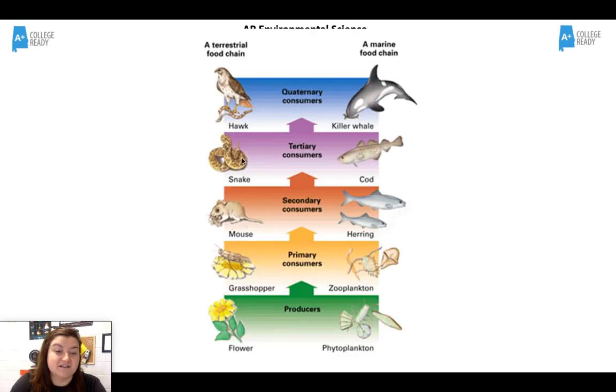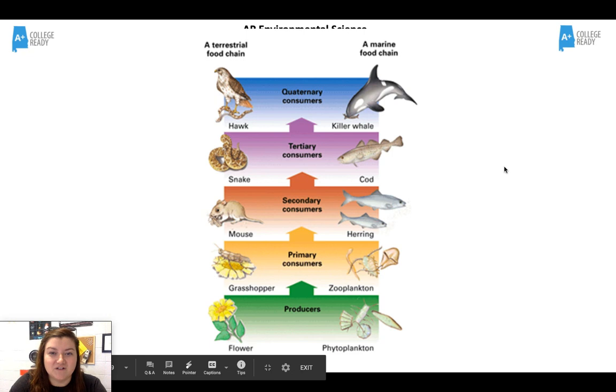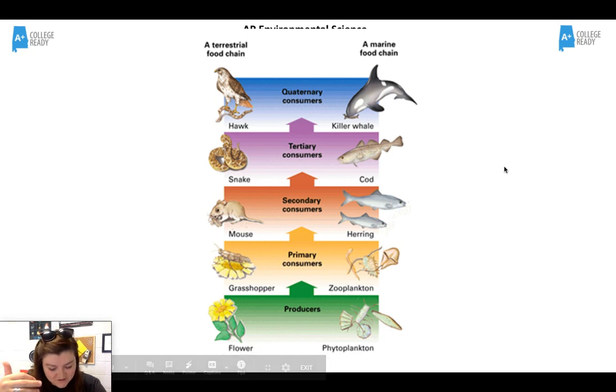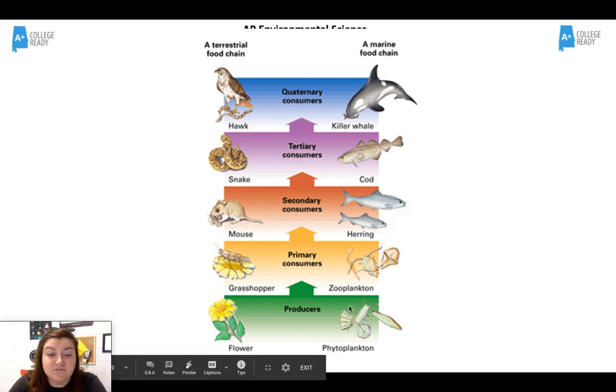So, they said hawk, snake, mouse, and grasshopper. Very similar, right? Those are the stereotypical things we think about when we think trophic levels or food chains, things along those lines. In this case, we've got a terrestrial food chain as well as a marine food chain. And it also goes deeper into the different types of organisms.